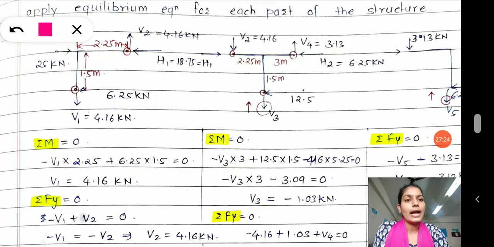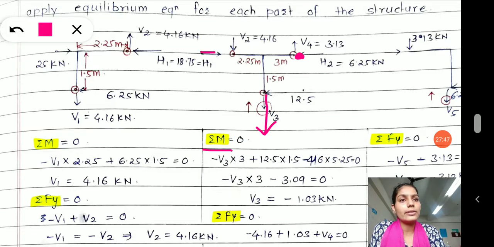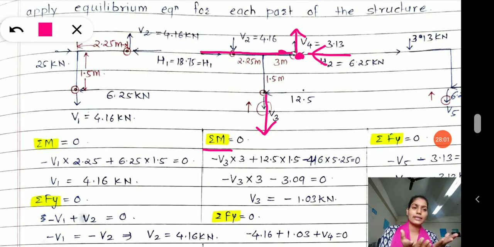See here, I have taken summation of moment at this point equal to 0. So how will it act? V3, which I have taken downward in direction. First of all, instead of directly starting to calculate the moment, I will make sure that this H1 force will not make any bending moment. It will not contribute to the bending moment equation, because it is passing through the point, as well as H2 and V4. They are passing through the point, the distance is 0, therefore the moment made by these forces will be 0.